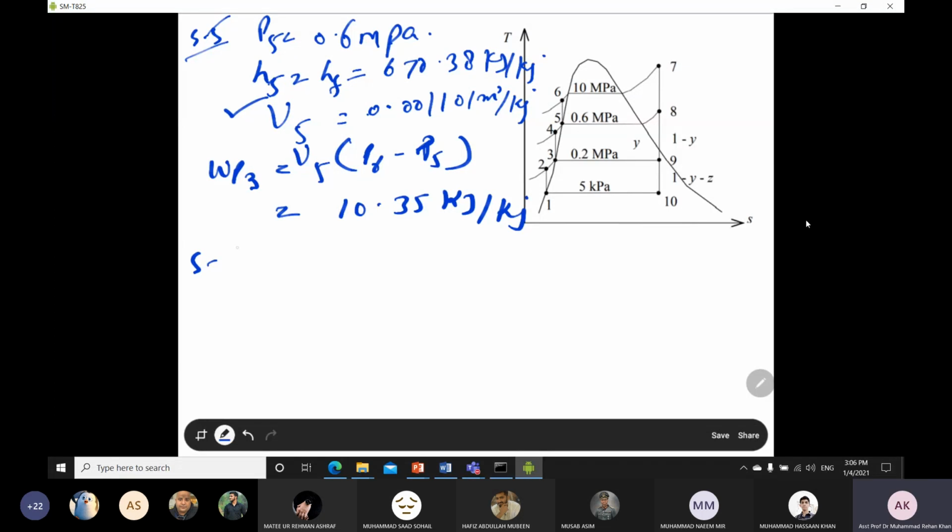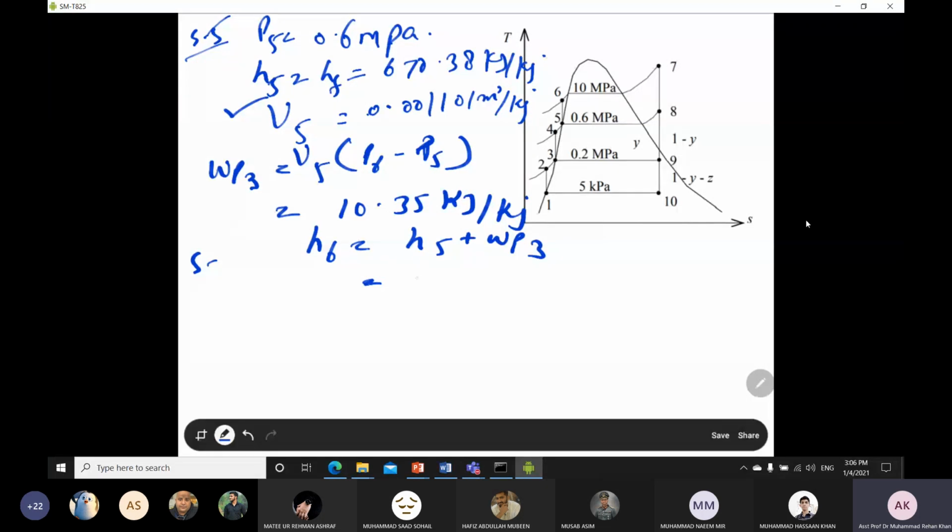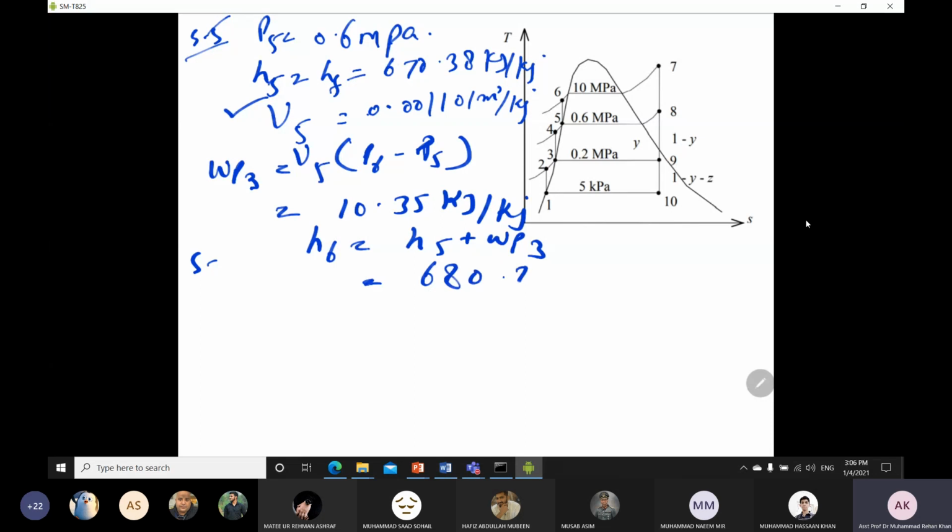Okay, first we have to find the H6. So H6 is equal to H5 plus W pump 3. So H5 is known to you and W pump 3 you have already found in the previous step. So you will just plug in the values and you will get 680.73 kilojoule per kg.